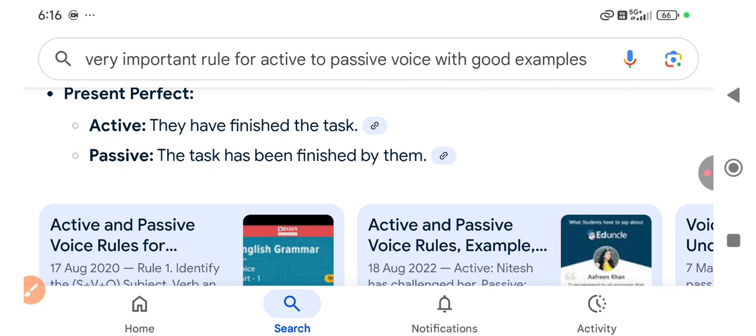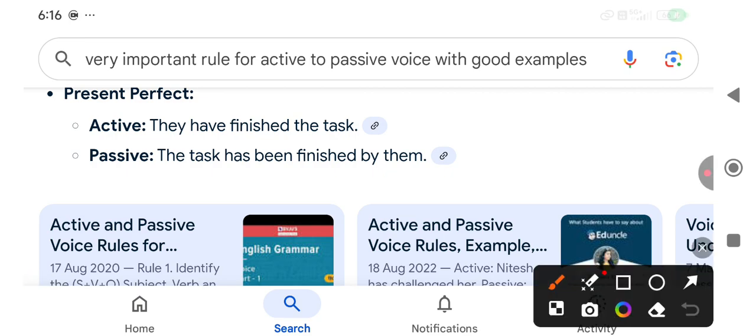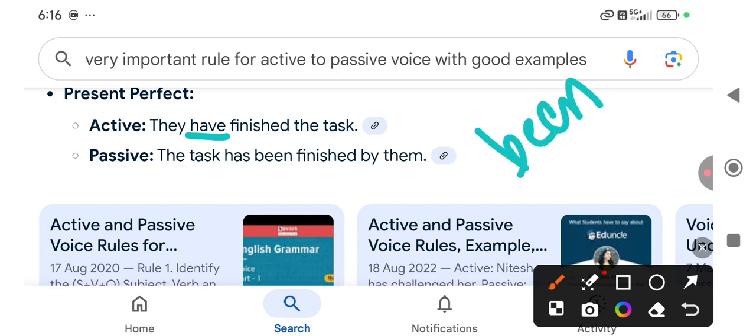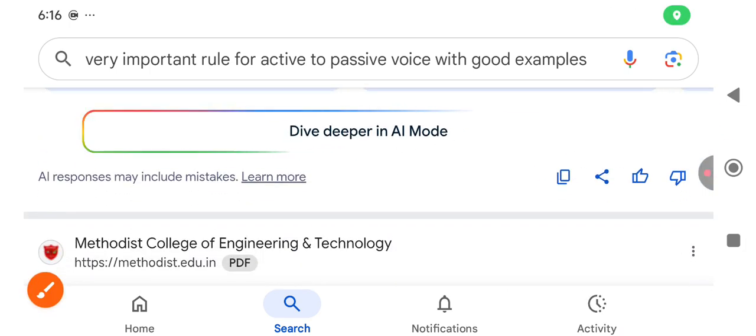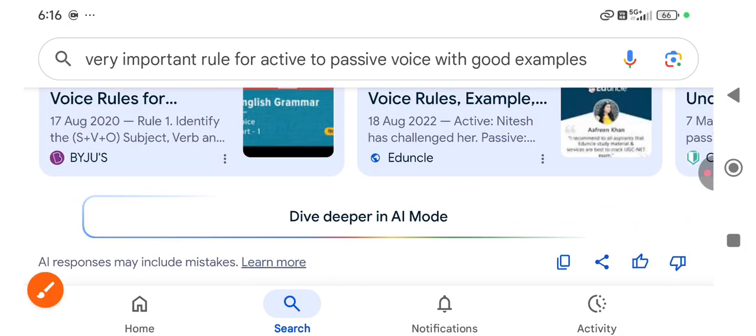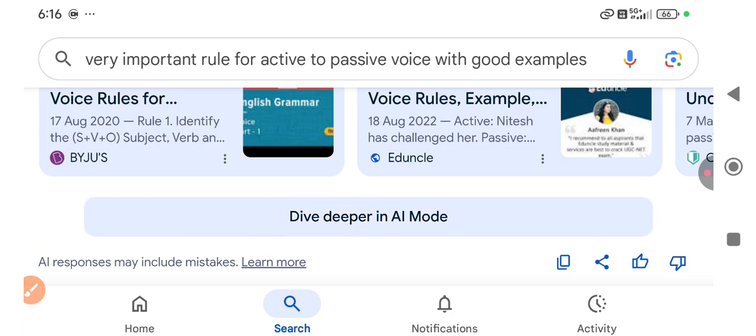Then they have finished the work. So as you read have, has, or had, then you have to choose the to be form been. So the task has been finished by them, this is the answer. Okay, now next, detail I am not going to give you because I definitely will make more videos on it, but basic today we have learned. It's a very short video, please take care.